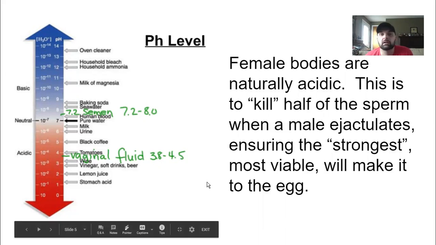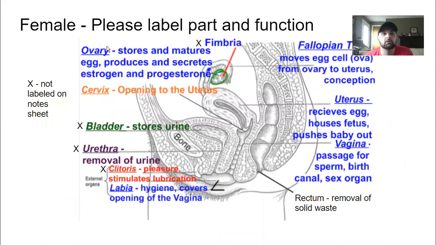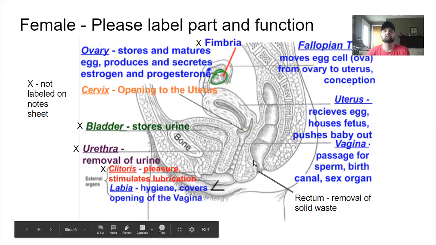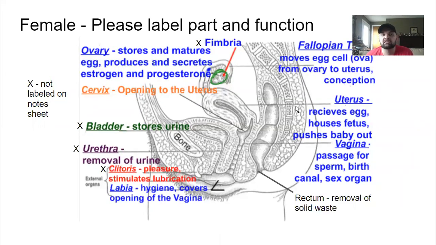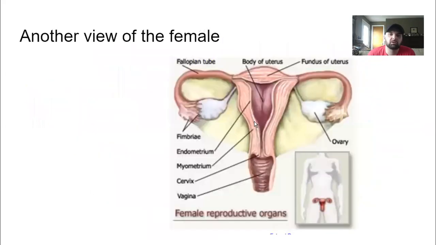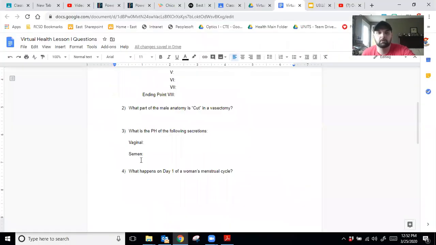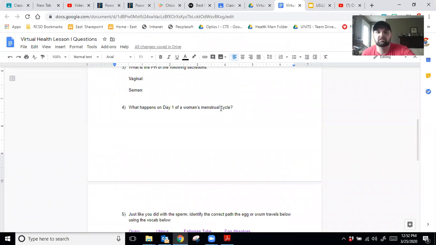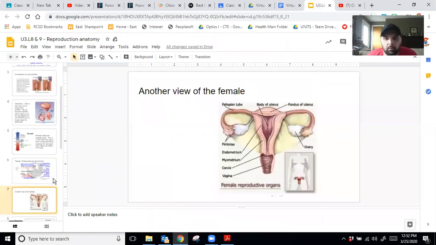So when I go to the next slide, this is the female anatomy. This is the side view of it. I'm not going to talk about that. I'm going to go into the front view because it's a little easier to see. So next question. Number 4, what happens on day one of a woman's menstrual cycle? Now, a woman's menstrual cycle consists of typically 28 days or a month, right? Well, on day 1, it's the first day of their period or menstruation. That's day 1. That's the answer to that question.